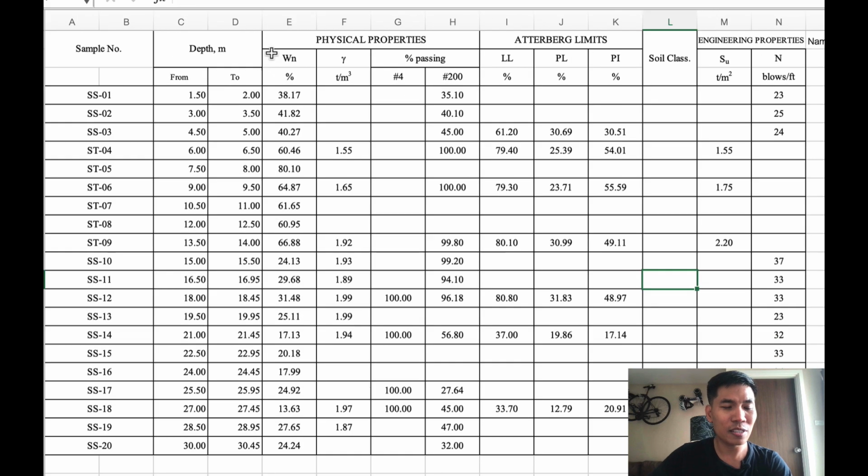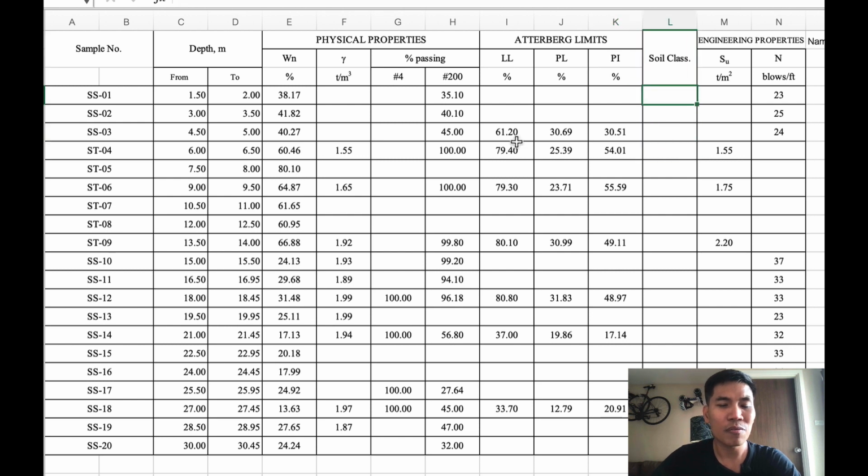Also, in the second column, they tell you the depth at which we collect the sample. For example, SS number 2 is at a depth of about 3 to 3.5 meters. The rest are the index properties of the soil, such as water content, unit weight, and the percent passing in the sieve analysis, sieve number 4 and number 200. They also have the Atterberg limits, liquid limit, plasticity index, and the soil classification.